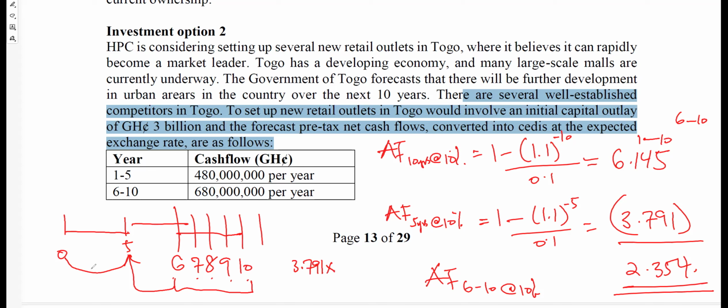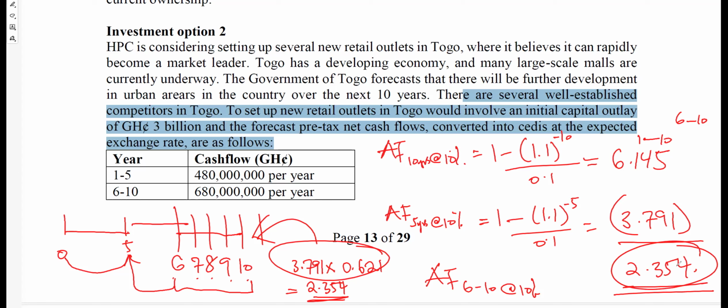Then I multiply by the discount factor from year 5, and the year 5 discount factor will be 0.621. If I multiply this, check if you get 2.354. 3.791 by 0.621. 2.354. The same thing, but this one, you have to think. So this one is shorter instead of doing this. There are so many ways. That's why I always show you the simple one.